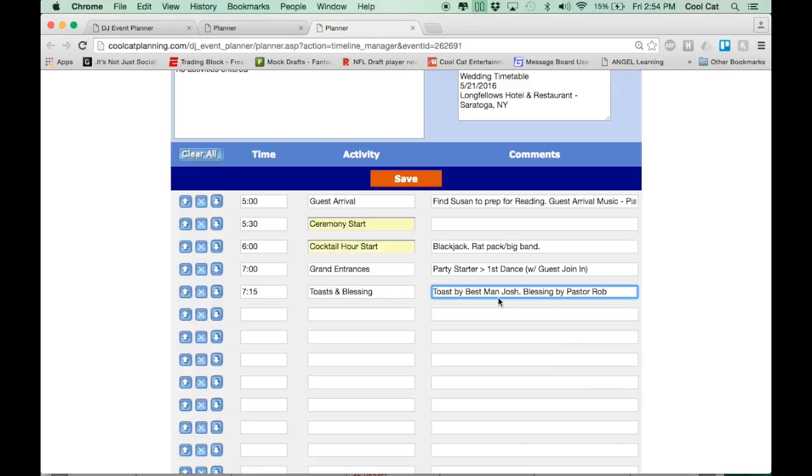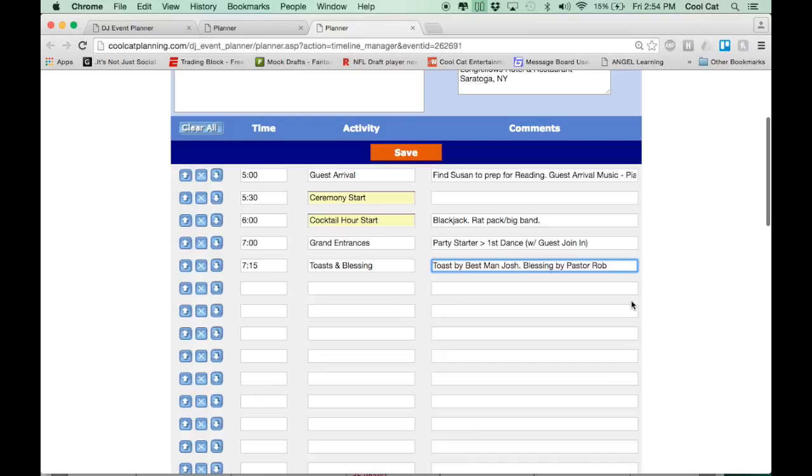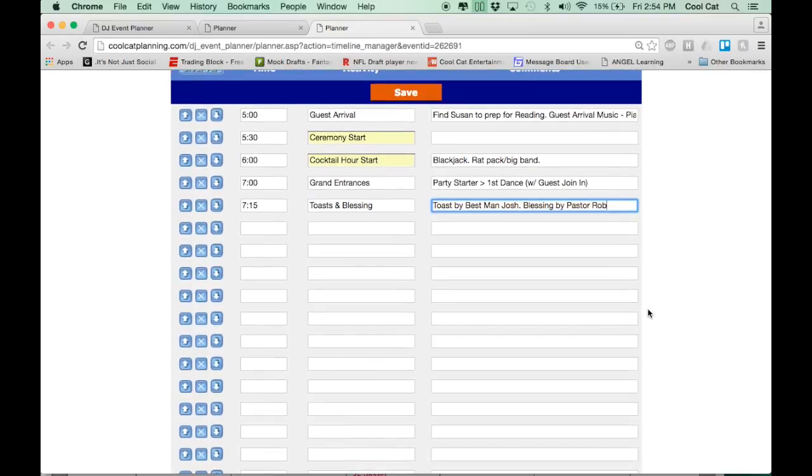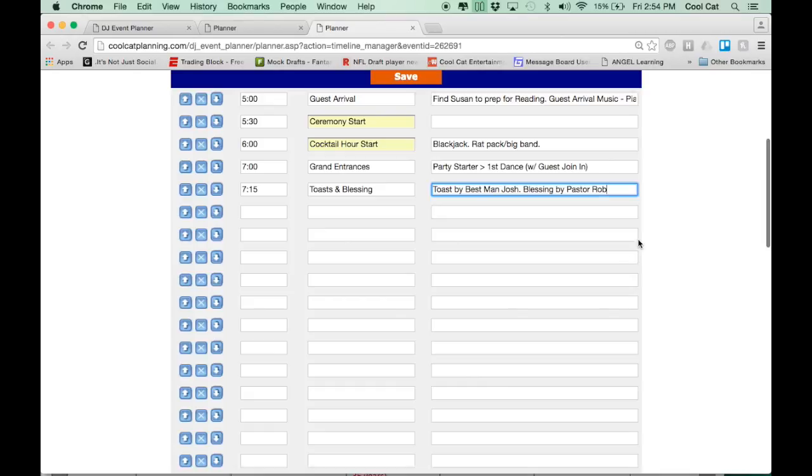So it's pretty important to write the names down and the titles because you want easy access to that information. You know, you don't want to be fumbling around for names as you're trying to announce it. You want to be giving off the impression that you know everybody and you know everything that's going on.